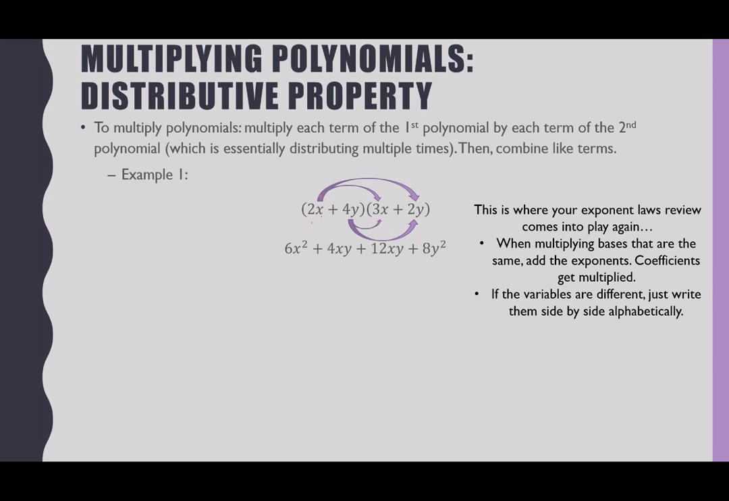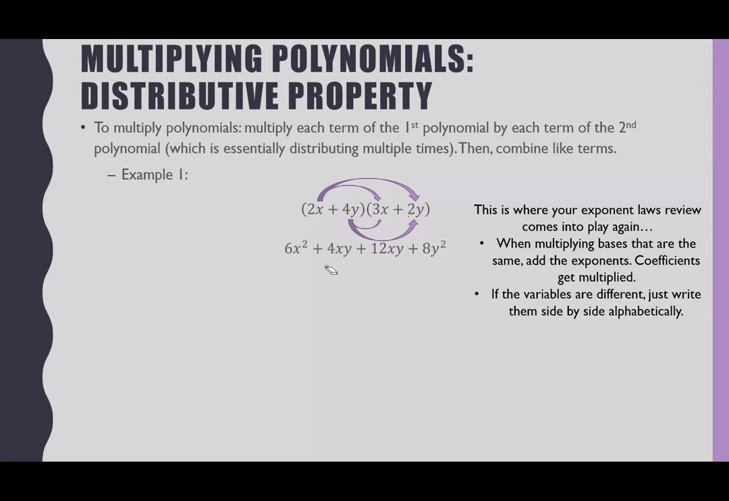Whereas when you're distributing the 2x to the 3x, since those variables are the same and it's multiplication, it's not addition, it's not subtraction, you're going to add the exponents, which are 1 and 1, to get your 2. Coefficients were multiplied to get the 6. Okay, and then 2x times 2y, the coefficients are always multiplied, so that's where your 4 is coming from. Since x and y are different, you can't combine them. You're just going to write them side by side.